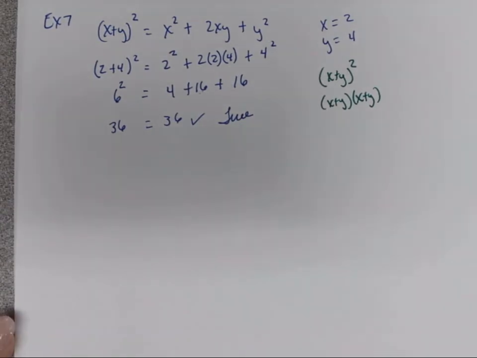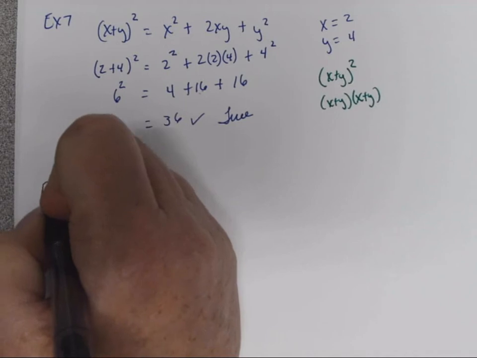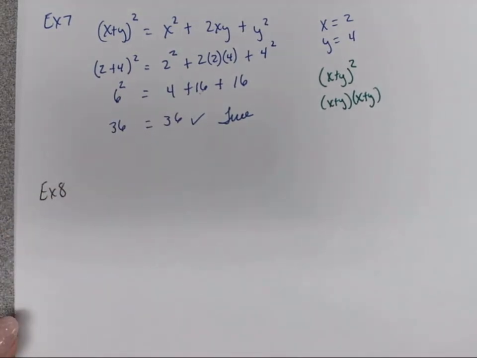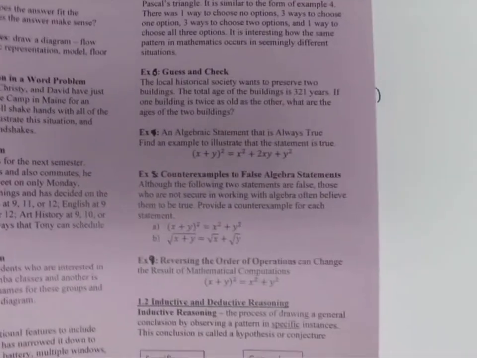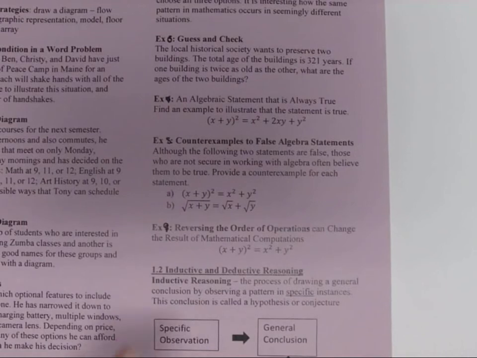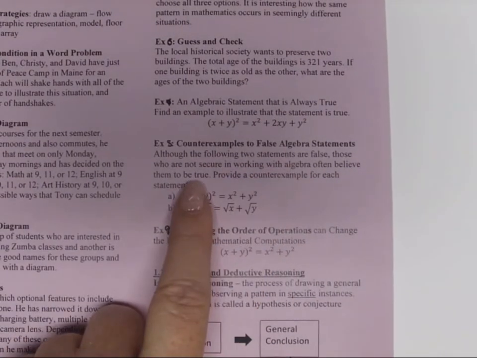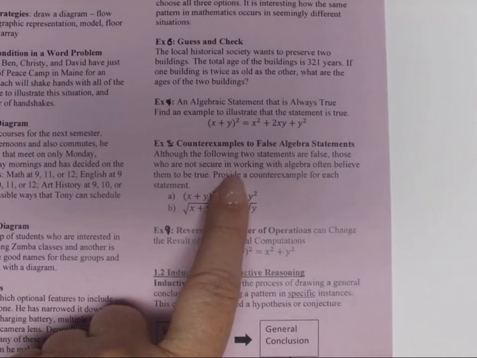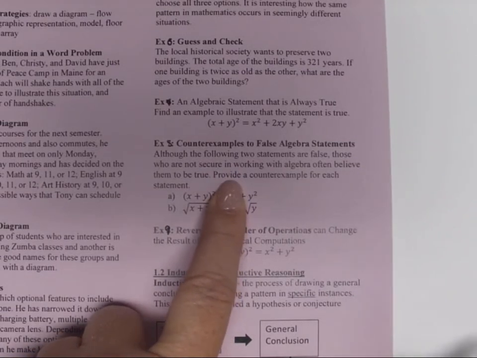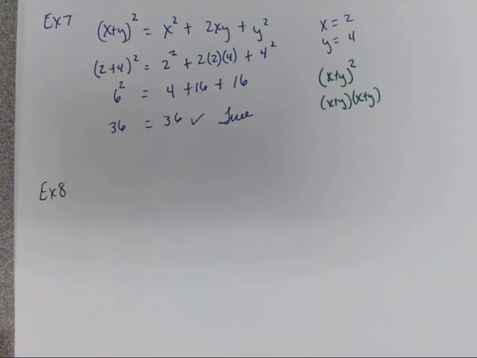All right, let's look at example 8. So in example 8, we're looking at counterexamples to false algebra statements. Although the following two statements are false, those who are not secure in working with algebra often believe them to be true. Provide a counterexample for each statement. So a counterexample is where we're going to pick two numbers and prove it's not true. So the first one is part A.